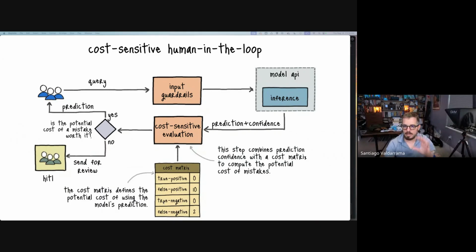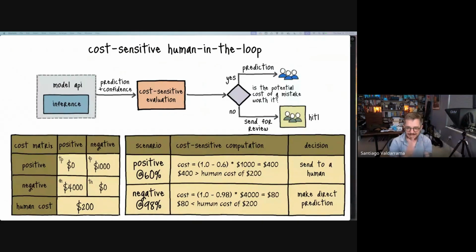And here, the evaluation is basically using the potential cost of making a mistake to decide whether to involve a human or not. So let me give you a specific case. Okay, this is a specific example. We are taking pictures of equipment and we want to determine whether a part is going to break, so we can do preemptive maintenance. That's the whole idea.